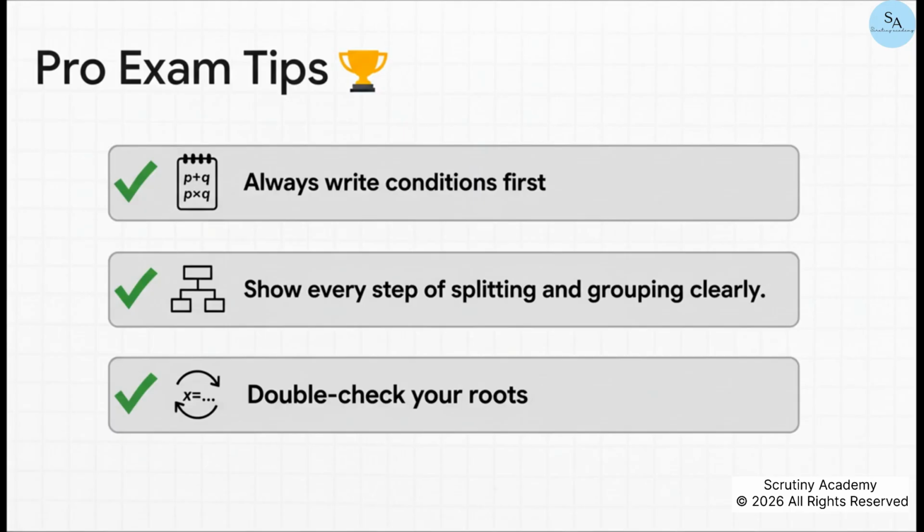First, always write down your P plus Q and P times Q conditions before you start. Second, show all your working clearly. Don't skip steps. And finally, if you have a minute at the end, plug your answers back into the original equation. It's the ultimate way to confirm you got it right.